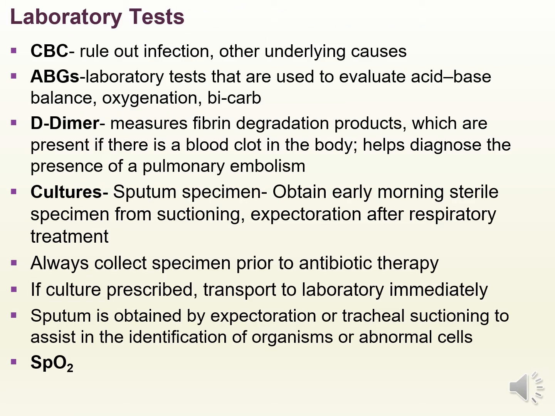Lab tests are also used to help rule out different things. CBCs help us rule out infections. ABGs are used to evaluate the acid-base balance, the amount of oxygenation and bicarb present in the body. A D-dimer may be used if we suspect a pulmonary embolism or a blood clot.